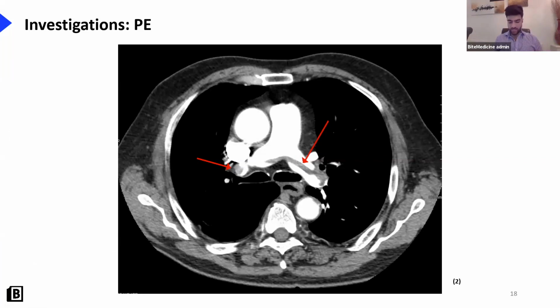Saddle embolus. Good. So saddle embolus is a massive PE. If you see that, then you're worried. It means your patient is at risk of having basically a cardiac arrest imminently. And they may well need, well, they probably will need thrombolysis if you see that.